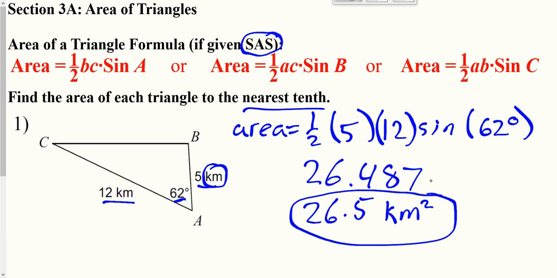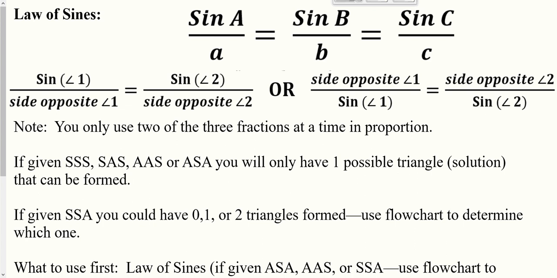Now, let's go ahead and take a look at the law of sines. Law of sines is really this thing right here. Sine of an angle over its opposite side equals sine of another angle over its opposite side. It's still equal to the sine of the third angle over its opposite side. Typically, you're only going to be dealing with 2 of the 3 fractions at a time. So most of the time, you'll be dealing with something like this, or you'll be dealing with something like this.